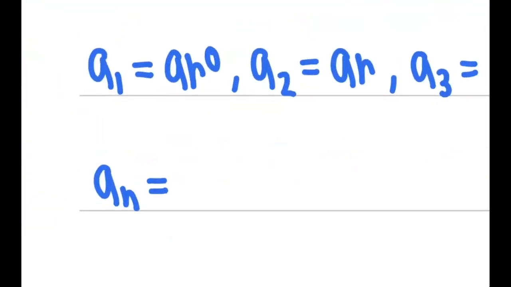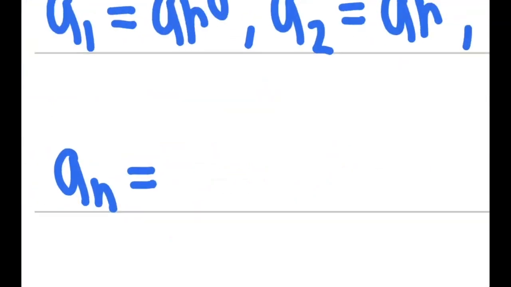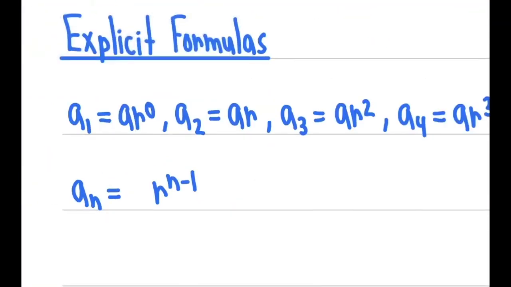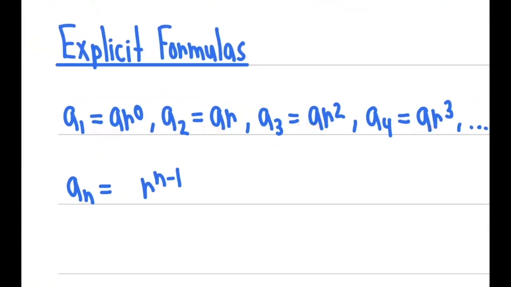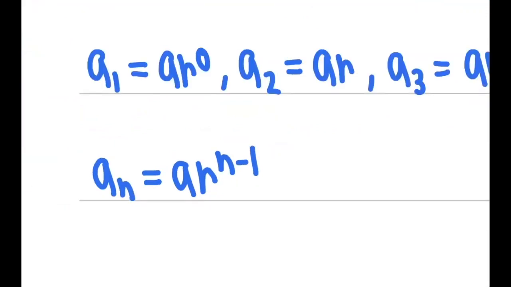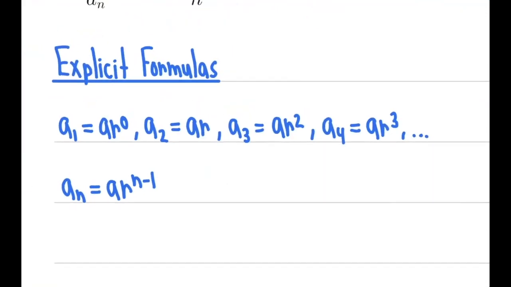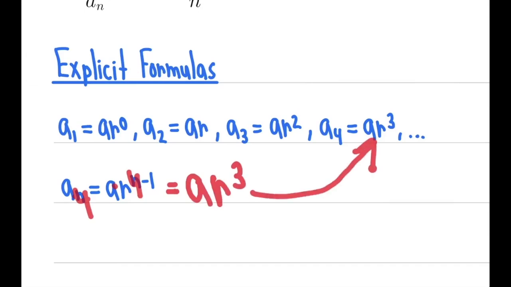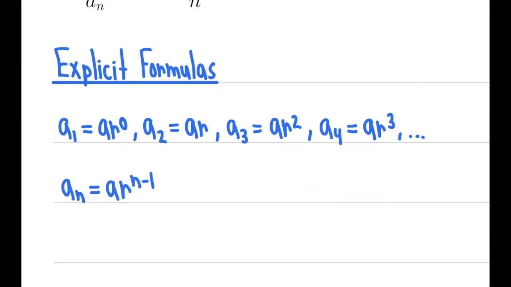So if the subscript here is n in general, we're going to have r to the n minus 1. And these all have an a in front of the r to the power of n minus 1. So I'm going to keep that there and put an a. So that's the explicit formula for a geometric sequence where the index starts at 1. So if I plug in 4, for example, I'm going to get a times r to the power of 4 minus 1. So a r cubed, which is consistent with what I wrote. So just keep in mind that n starts at 1.